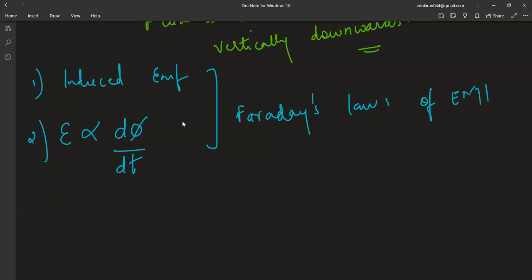Lenz's law basically says that, see, Faraday's law is incomplete without Lenz's law.